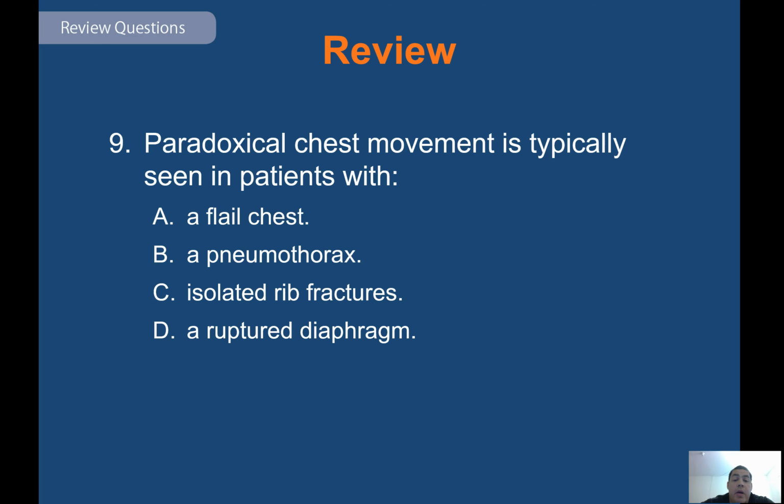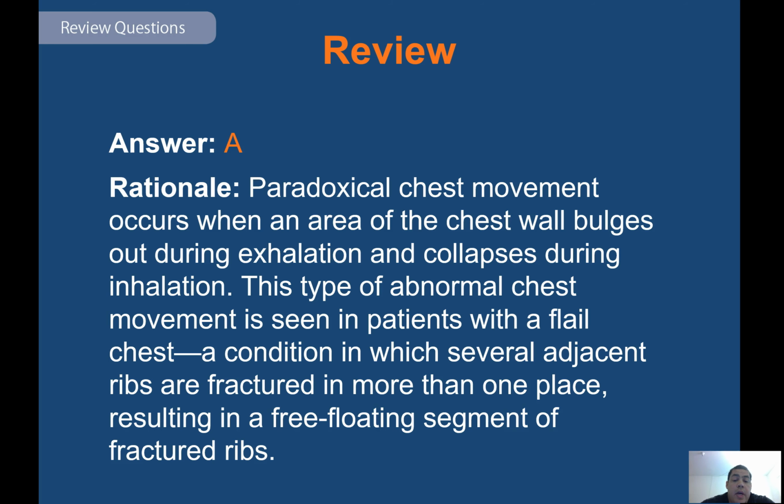Paradoxical chest movement is typically seen in patients with... A. Paradoxical chest movement occurs when an area of the chest wall bulges out during exhalation and collapses during inhalation. This type of abnormal chest movement is seen in patients with a flail chest, a condition in which several adjacent ribs are fractured in more than one place, resulting in a free-floating segment of fractured ribs.